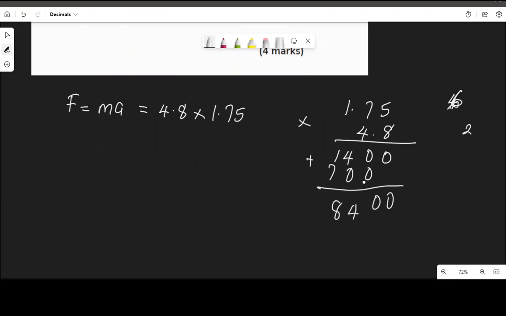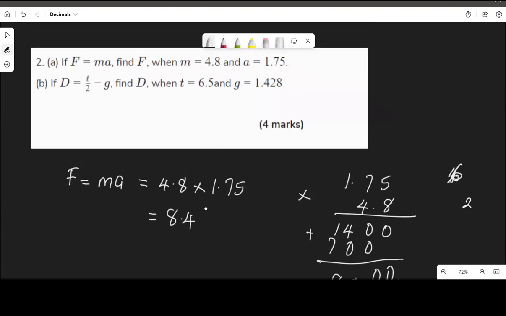Now I'll need to count the number of decimal places that I have in the numbers. Here I have 1, 2, then 3. My decimal point is right here. Now I'll count 1, 2, and 3. So our answer is 8.4. Remember, 0 after the decimal point is not significant. So our answer is 8.4. And if we must write the unit, the unit of force is Newton, but since it's not stated here, let's leave it as 8.4.